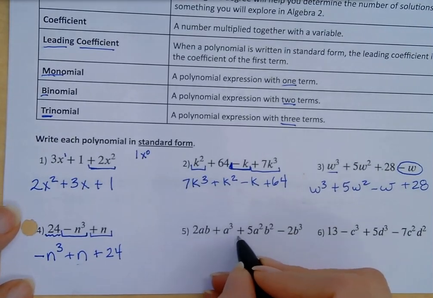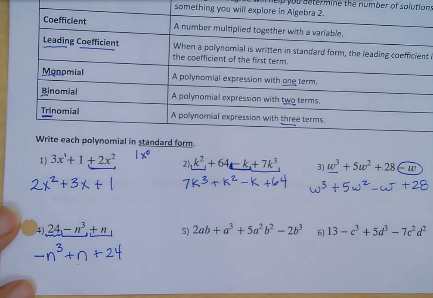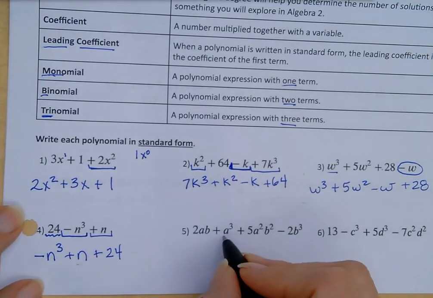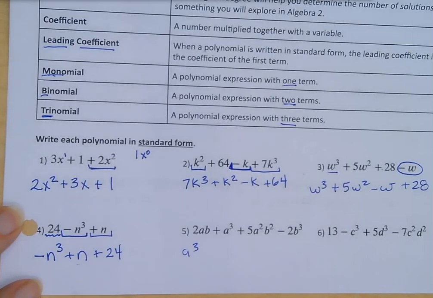Okay, let's look at all of this. None of these are like terms, and so I can go ahead and I'm going to go alphabetical. So this time I do have A's and B's. So I'm going to say A cubed is my first term there.